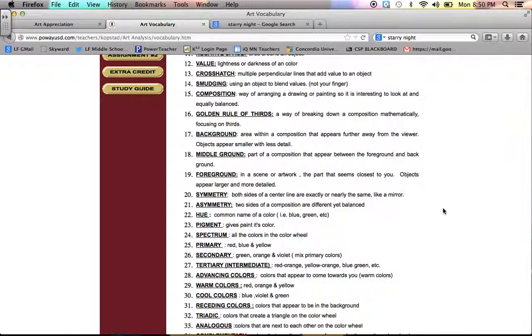If something's really close to you at the bottom of the page, it's going to be really large. That's in the foreground. If you have something off towards the top of your page, it's going to be much smaller than the object in the front.